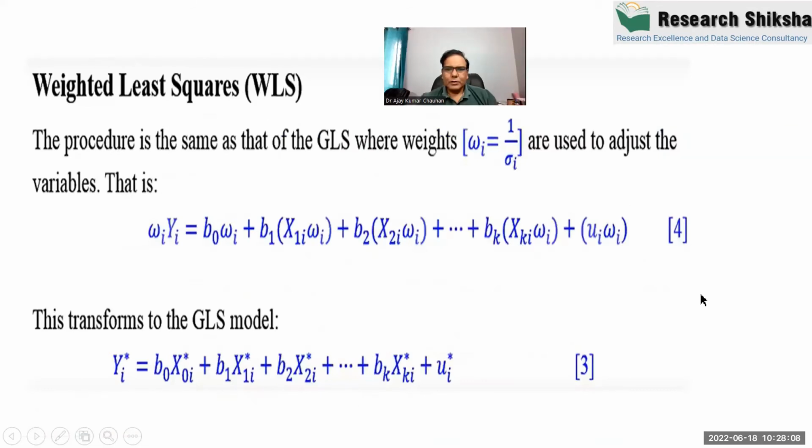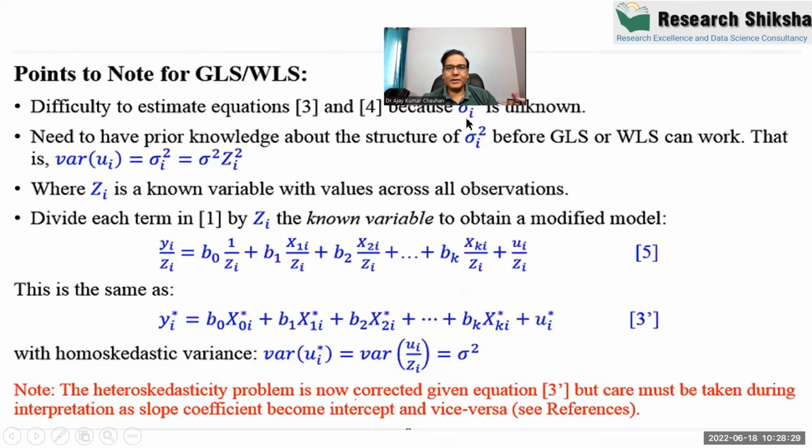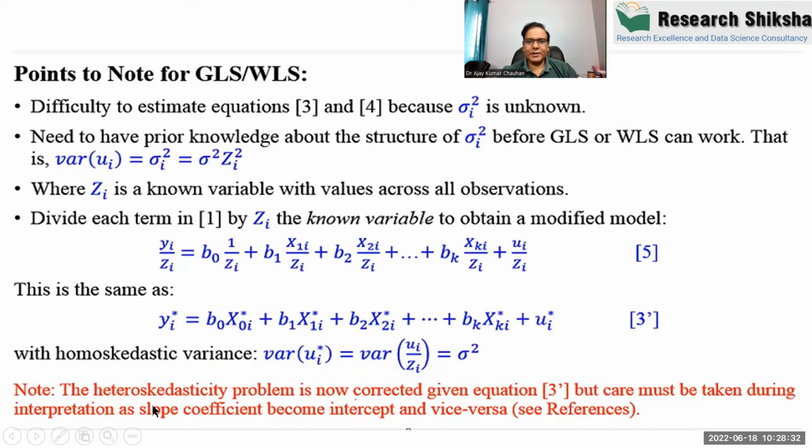So weighted least squares assumes that you are not aware of the error variances. So you can take some independent variable to apply WLS. In GLS, we are using the weight 1 upon sigma i. But in this method, I explain here, sometimes we have difficulty estimating the equations because of this problem. It is unknown. So there is another method.